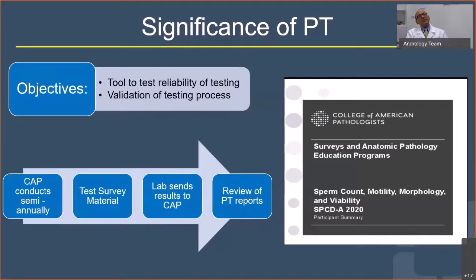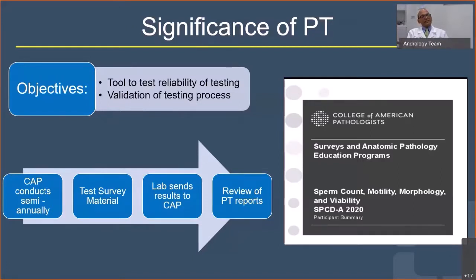And the accreditation agencies such as CAP or the College of American Pathologists conducts this proficiency testing semi-annually, and the lab will order the survey material or the test material based on the test that they conduct. And in our andrology lab, we perform the sperm concentration, we perform the sperm motility, morphology, the vitality, and the antibodies. So those are the survey material that we will order from the testing agency.